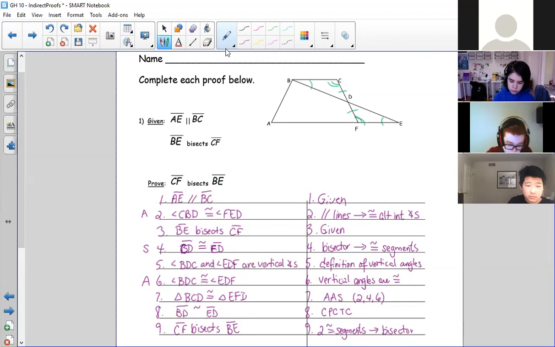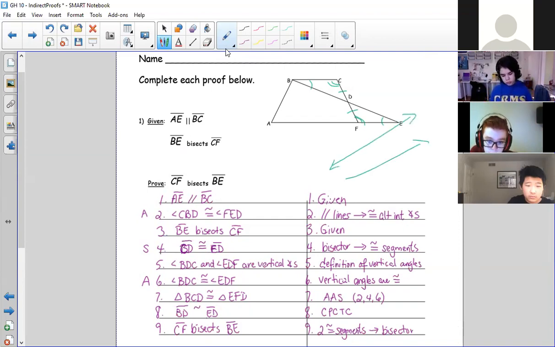Such a great question. So if I don't have parallel lines, I don't know that alternate interior angles are congruent. The lines have to be parallel, because I can have a random line, let's say it's not parallel. So now if I have a transversal here, these are alternate interior angles, but they're not congruent. So you definitely need the parallel lines. Great question.